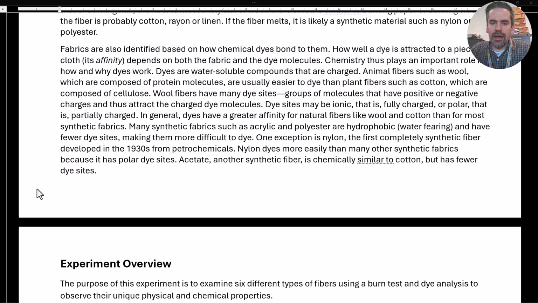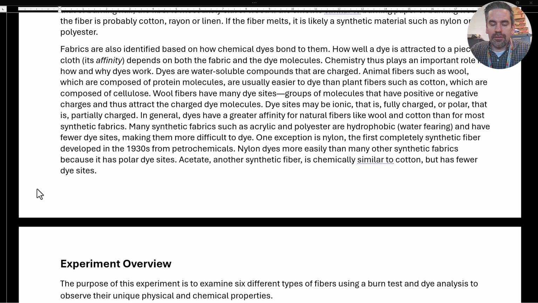Wool fibers have many dye sites, groups of molecules that have positive or negative charge, and thus attract the charged dye molecules. Dye sites may be ionic, that is, fully charged, or polar, that is, partially charged. Let me read that sentence again. Dye sites may be ionic, that is, fully charged, or polar, that is, partially charged. In general, dyes have greater affinity for natural fibers like wool and cotton than for most synthetic fabrics.